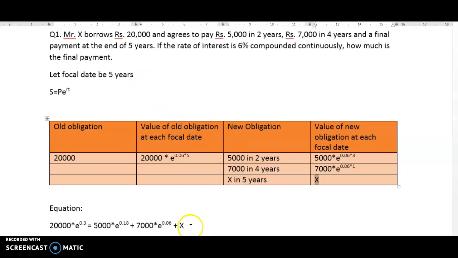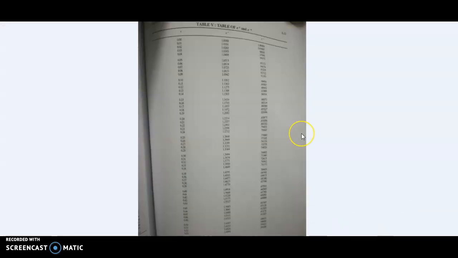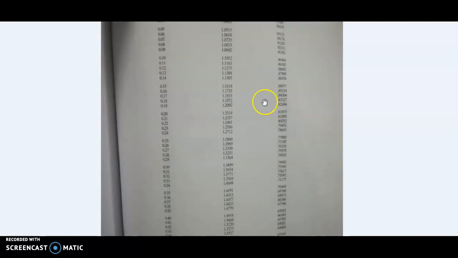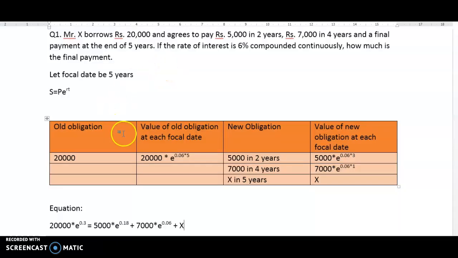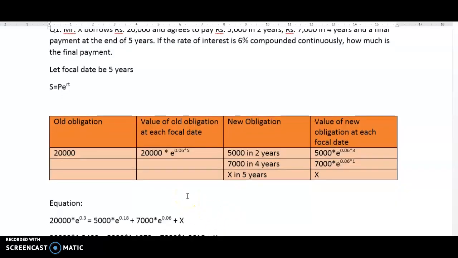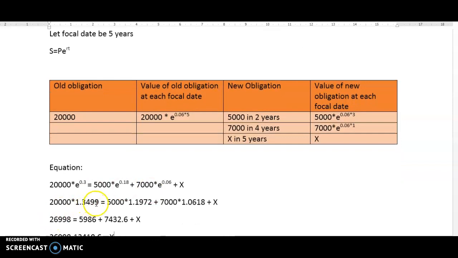Okay, so after calculating this, you can use this table which is given at the end of your book, and using this table you can find the values. So in this case, our first value is e raised to power 0.3. You can look for the value 0.3, and the value is 1.3499. So you can just simply write this value, that is 1.3499.